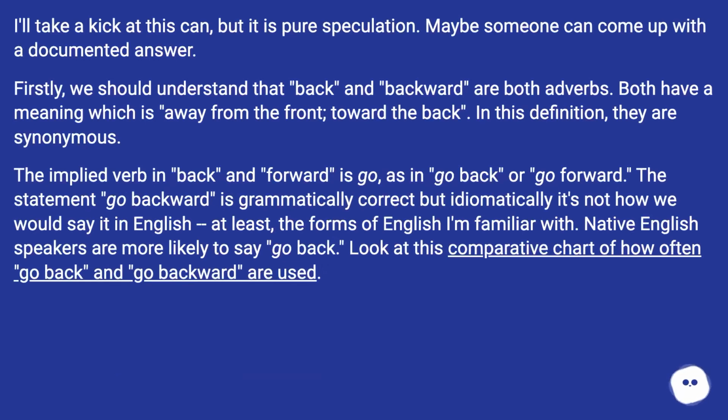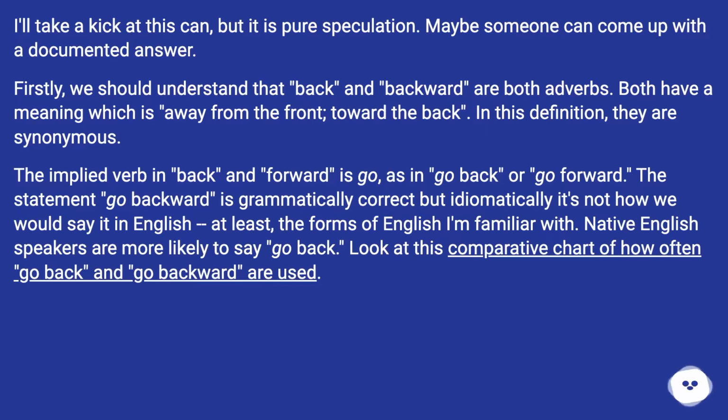I'll take a kick at this but it is pure speculation. Maybe someone can come up with a documented answer. Firstly, we should understand that back and backward are both adverbs. Both have a meaning which is away from the front, toward the back. In this definition, they are synonymous.